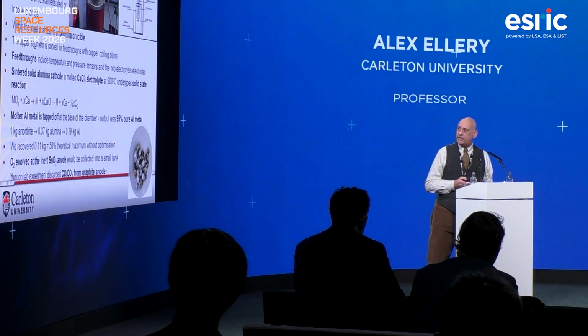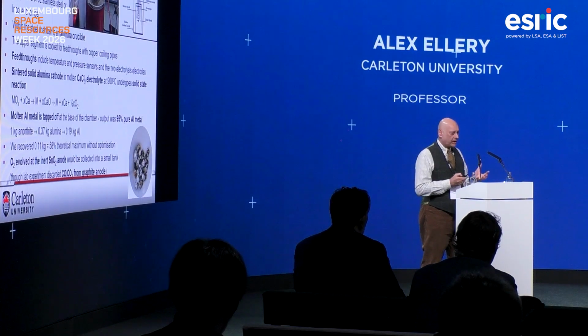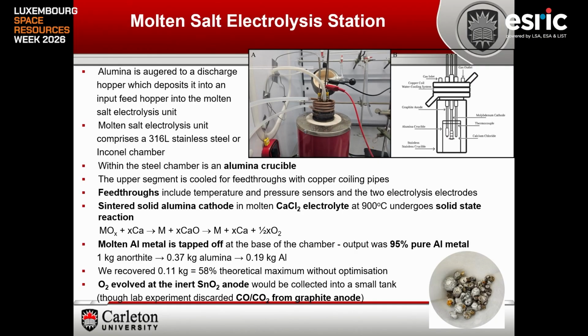So this is our MSE unit, which we built in-house. The alumina would then be augured into the molten salt unit. We used a molybdenum cathode, and the reason why we didn't evolve oxygen is because we used a graphite anode and produced CO2. This actually resulted in 95% pure aluminium metal, as you see at the bottom there.